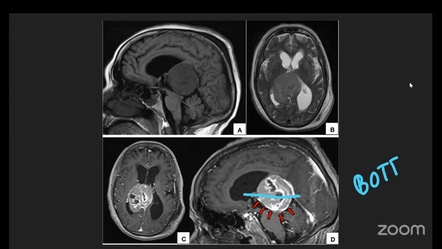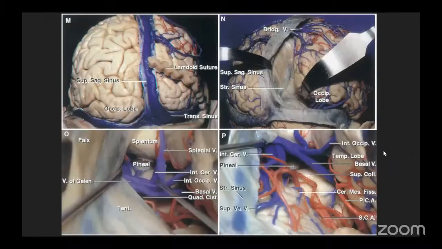Move to the next image. This is just a warm-up. We are not going to do the approach today. This is just a warm-up. They were beautiful images from the Neurosurgical Atlas.